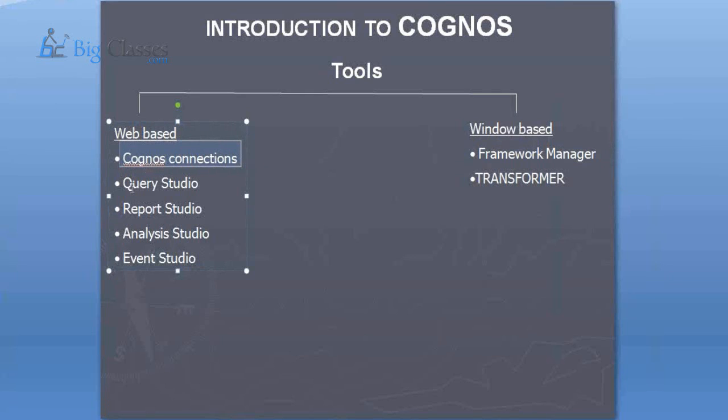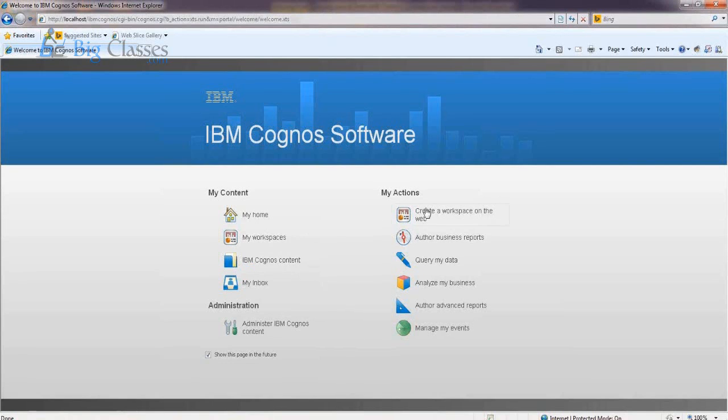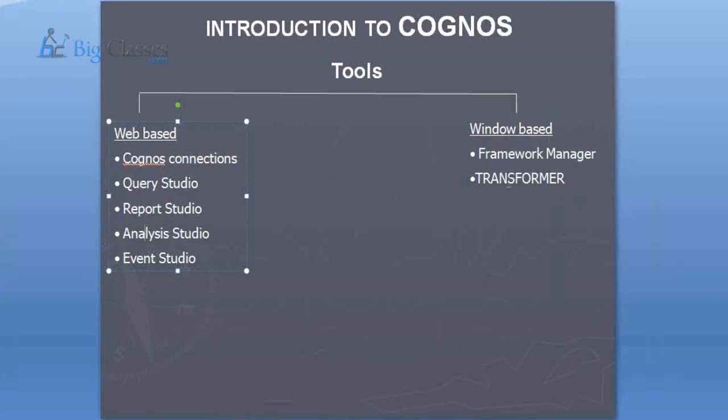Okay. And then I'll show you Query Studio, Analysis Studio, and Event Studio, and the new tools introduced here, Workspace and Workspace Advanced. Okay. We're going to cover these two new tools also. We cover all these. Okay. And then I'll give you an overview on Transformer, not in detail, just an overview. Actually, the license itself is different and the course is different, but in this course itself, I'll give you an overview on Transformer and how to create cubes.